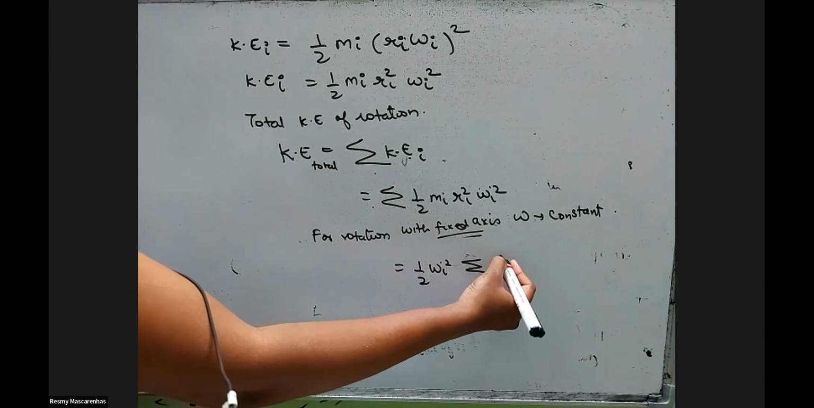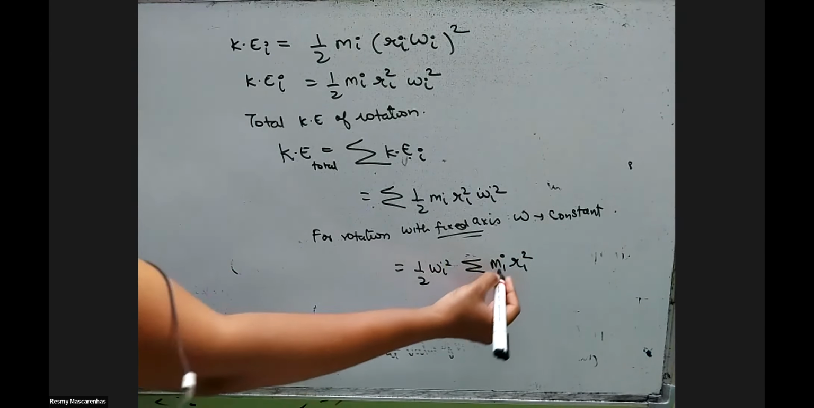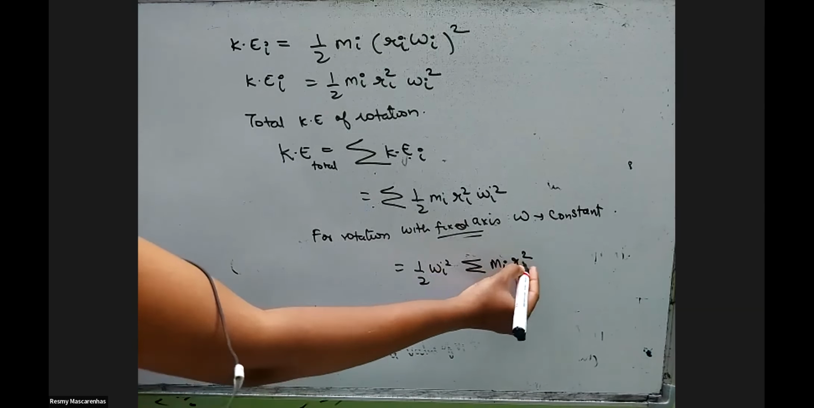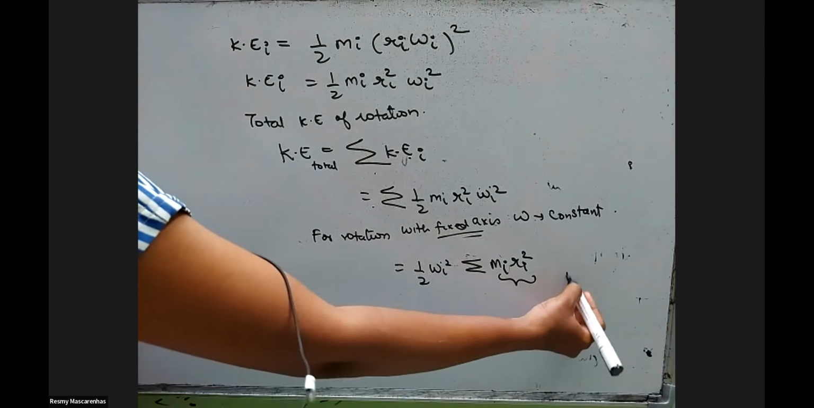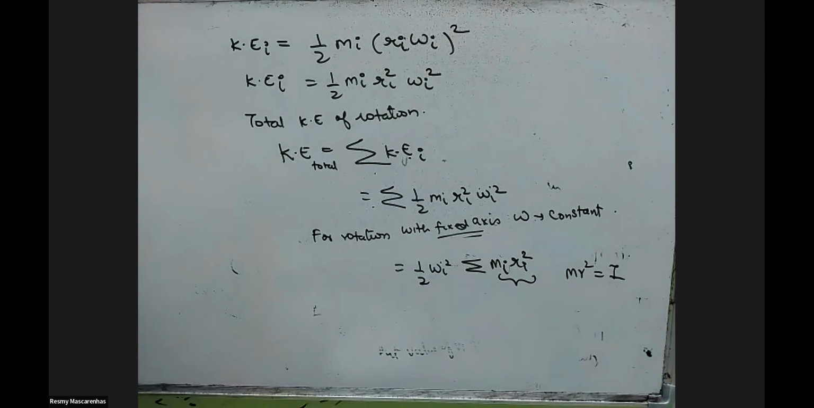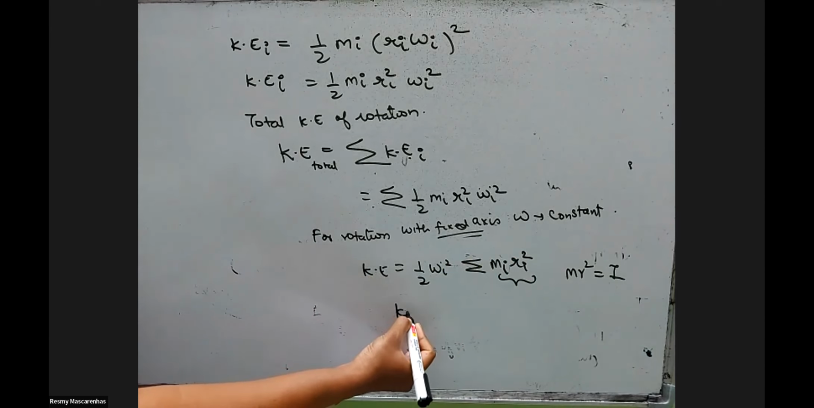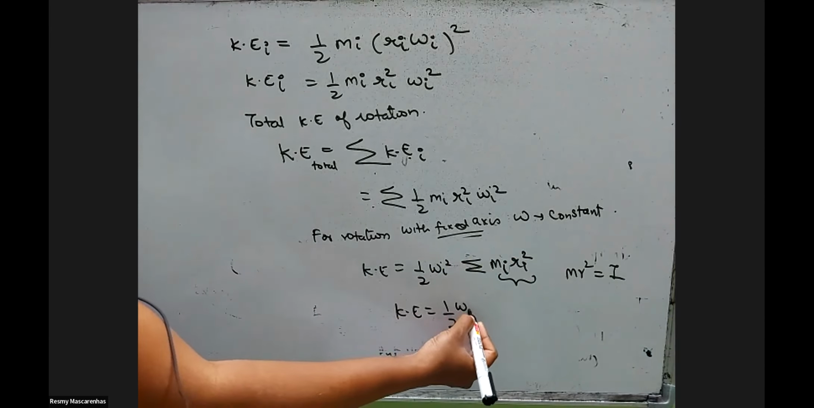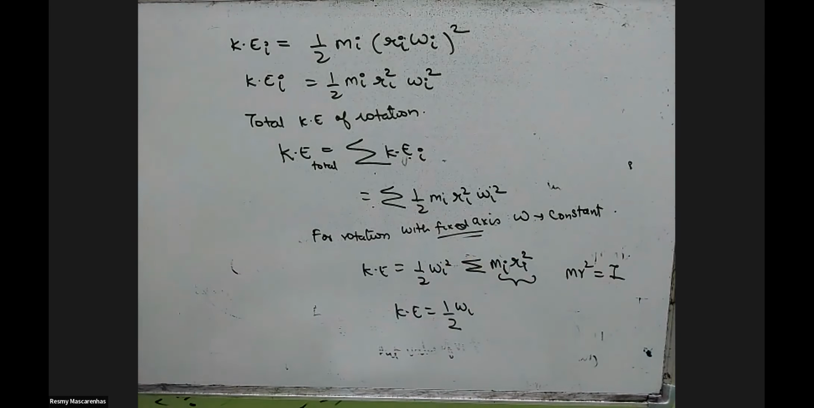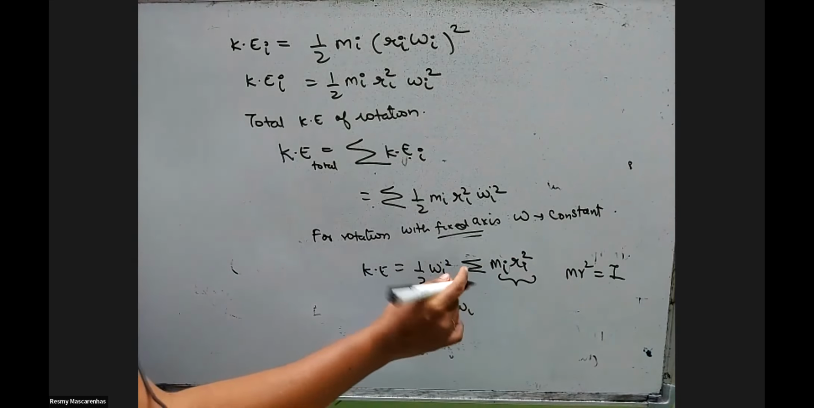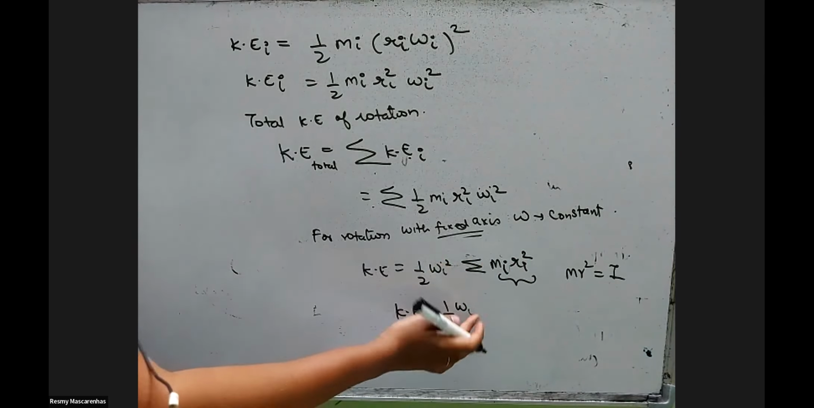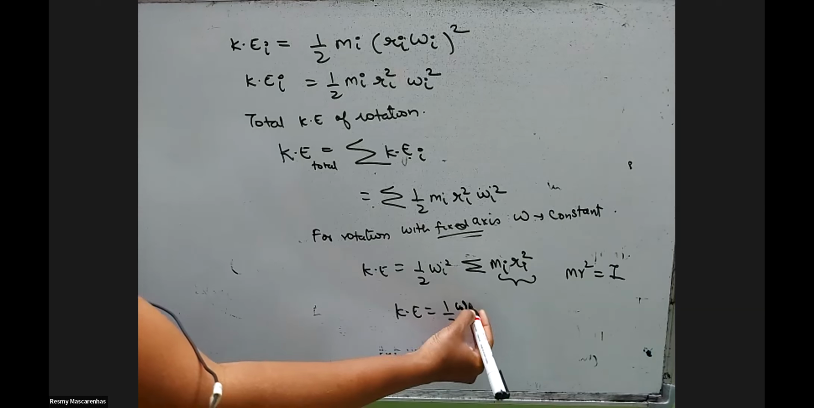So what remains is Mi into Ri square. And what is m into r square? M into r square is equal to I. That is the moment of inertia. So this is the total inertia. So kinetic energy is half I omega square. Okay, overall this is constant. So you don't even have to do this. You can just generalize this.